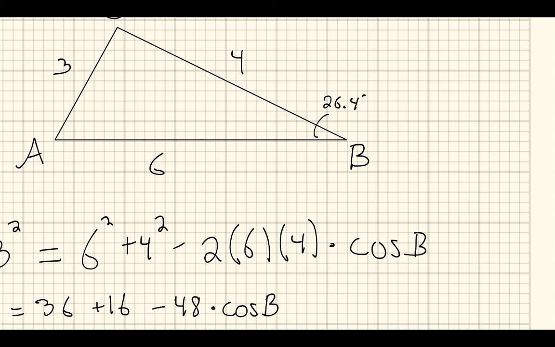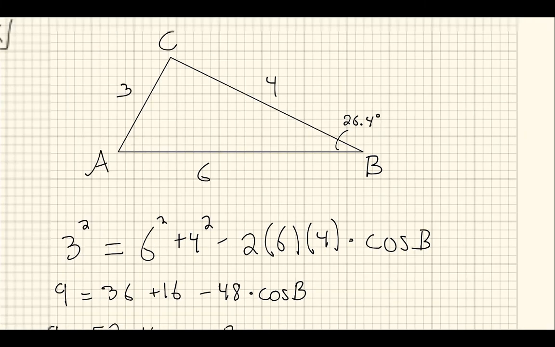Again, you guys will have to continue on with the problem. And once you use law of cosines once, you typically can just use law of sines for the other ones, like sine 26.4 over 3 equals sine A over 4 or sine C over 6. Once you use law of cosines first, use law of sines the rest of the time, it's a bit easier to find the other two.